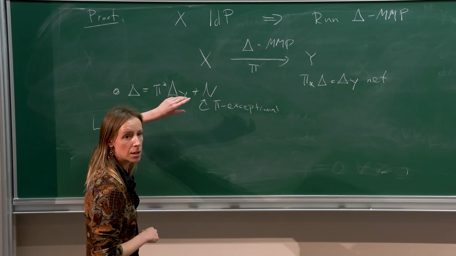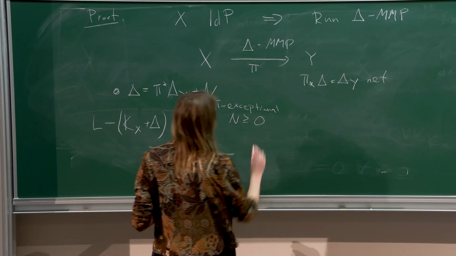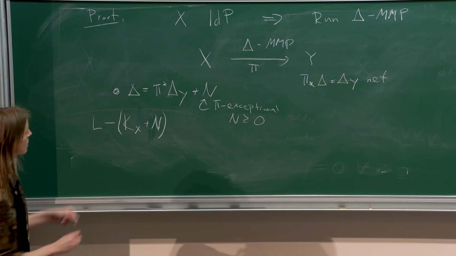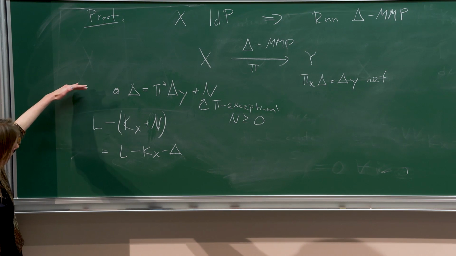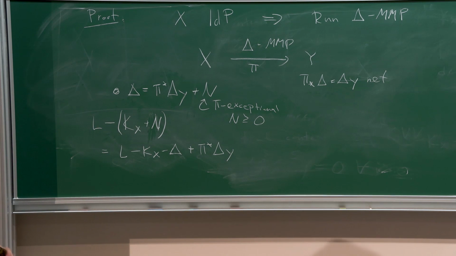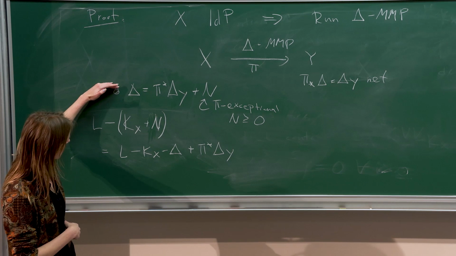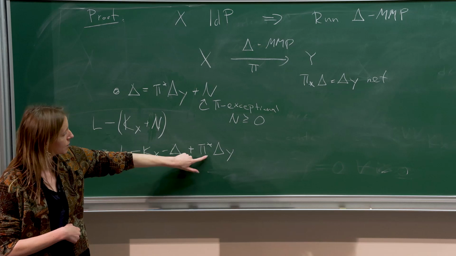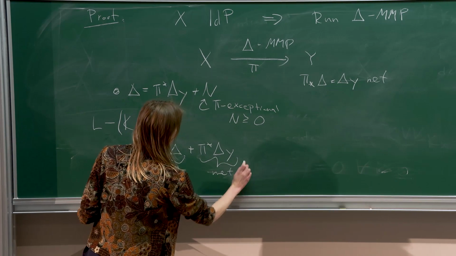Okay. So the n is a residual part. You're saying n is effective. Yes, n is effective. Okay. So if I look at this now, L minus kx plus n, then this is just L minus kx minus delta about... so n is just delta minus the pullback here, so I have to add the pullback as well. And so this here now is ample, and this one here is nef. So this whole thing is ample.